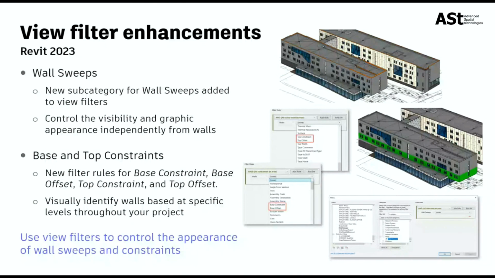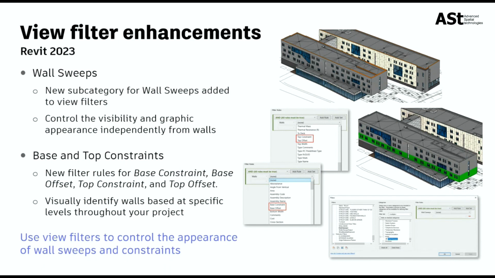Wall sweep. When modeling walls in Revit, the sweep tool is used to add decorative horizontal or vertical projections such as baseboards, cornices, parapet caps, etc. By default, these elements inherit their graphical appearance from the walls to which they are hosted.